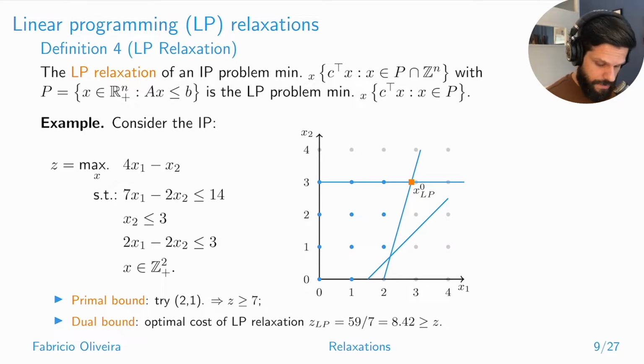You can see that the solution is very suspicious, right? It almost feels like, because this is the optimal solution for the LP, this should be the optimal for the IP. But if you test the solution 2, 3, you can see that you get 8 minus 3, which is 5, I think, yeah. Which is already worse than the 7 you got here.